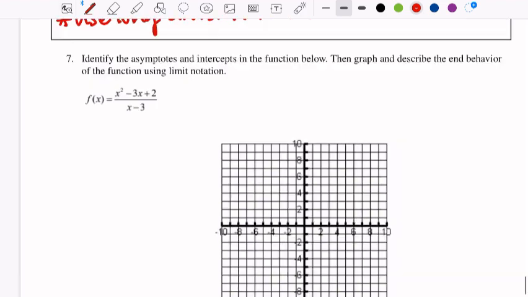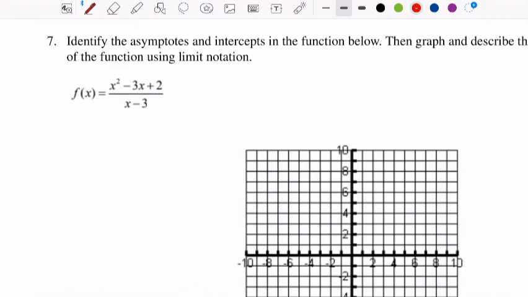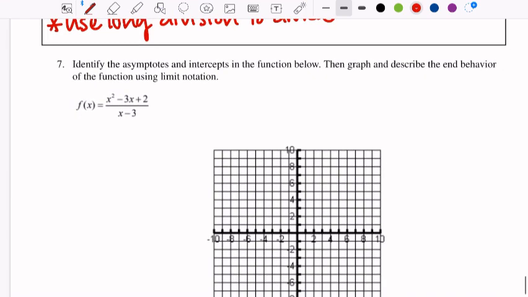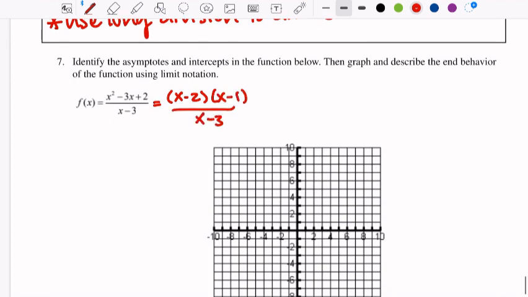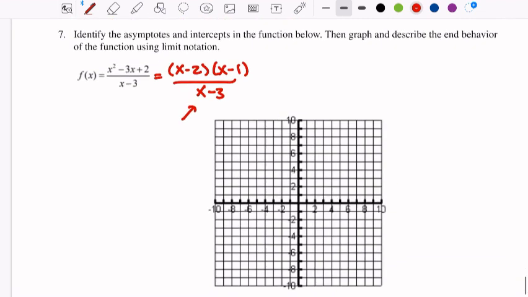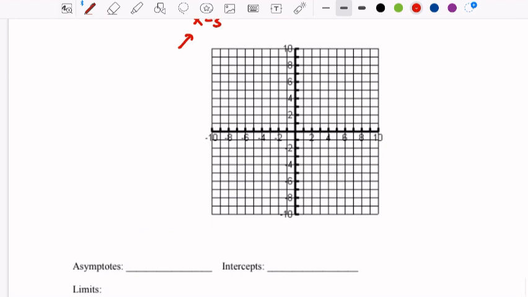Okay, so our function is x squared minus 3x plus 2, over x minus 3. So a couple of things. If I factor my numerator, I'm going to have x minus 2, x minus 1, over x minus 3. So no holes because nothing's going to cancel. I know that I'm going to have a vertical asymptote at 3. So for asymptotes, the vertical asymptote is x equals 3.